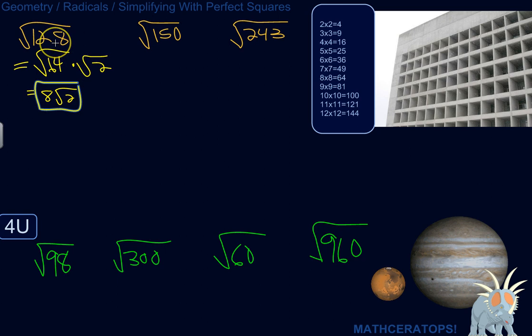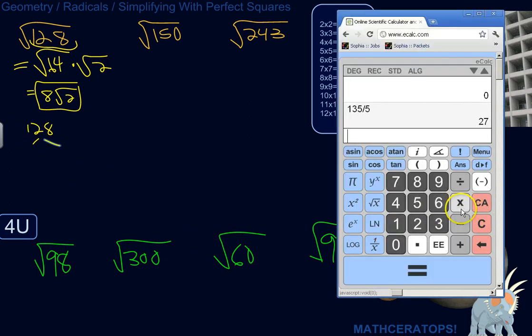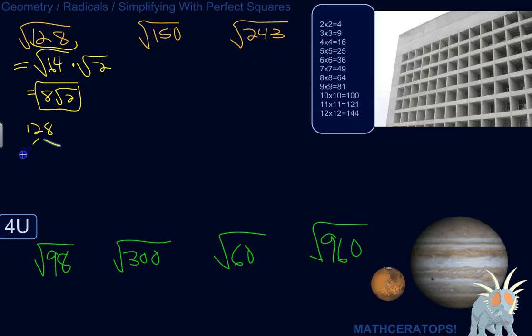Now, if it's difficult to see where a perfect square might be hiding there, that's okay. You don't have to find a perfect square. You could just factor this 128. Just do a factor tree and say, looks like maybe 4 goes into 128. So if we do 128 divided by 4, yeah, 32 times 4 is 128.